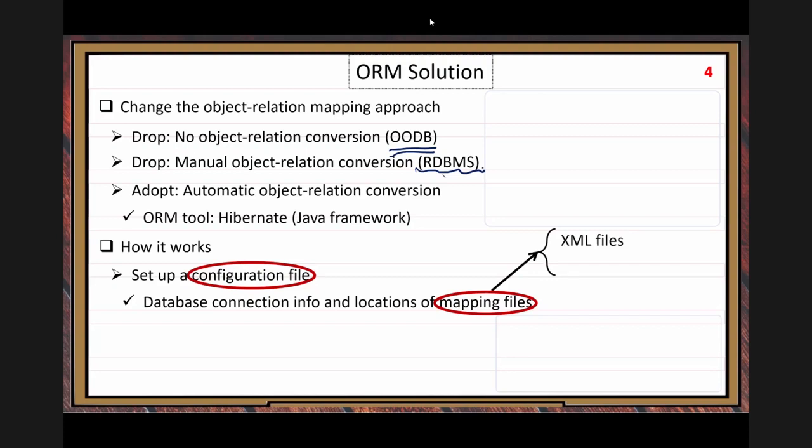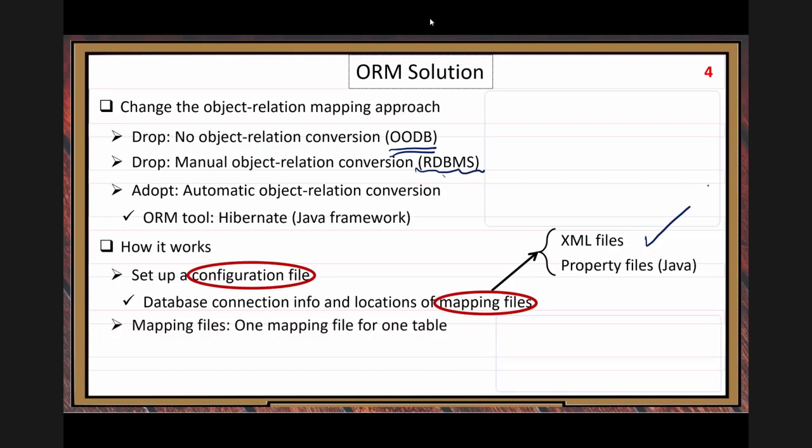The mapping files are typically XML files. In the old way, people used XML files a lot. Another way, simpler than an XML file, is the Java properties file, a text file where each line is one property. It can also be used for mapping, but that way is not very popular. The XML file, the old way, is the popular way.